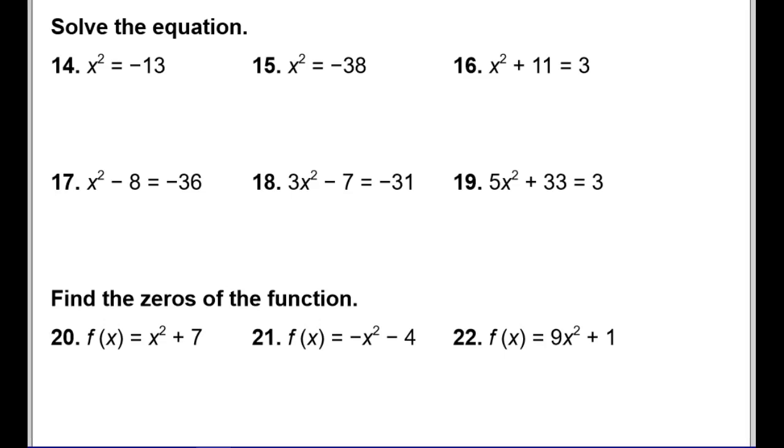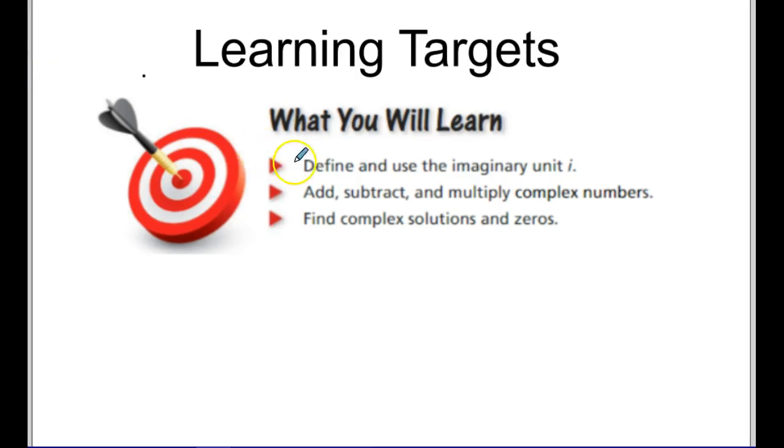So now let's look back at our learning targets, see how we did for today. First, we used our imaginary unit i, and we know that i is when I take the square root of a negative number. Then we added, subtracted, and multiplied those complex numbers. Then we looked at some complex solutions and zeros of our quadratics. So now that we've worked through all this, go ahead and work on your homework for this section.